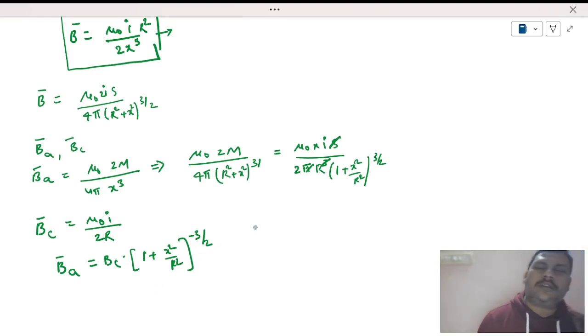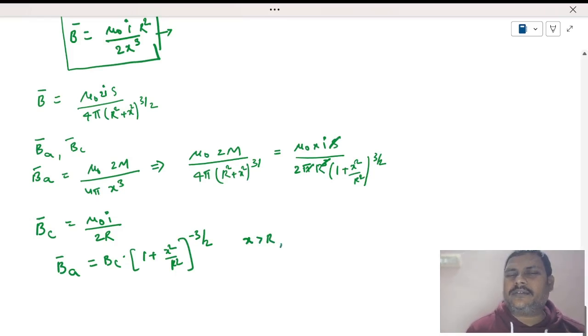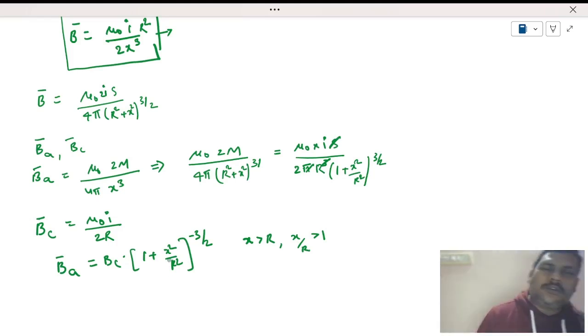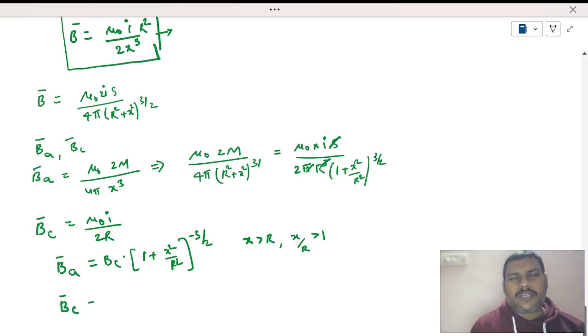Because x is greater than R, x by R is automatically greater than 1. Yes, x by R is greater than 1. That means you cannot write this binomial expansion here. Otherwise I could write BC equal to BA into the expansion, but I cannot expand this according to the binomial theorem, since x by R is not less than 1.